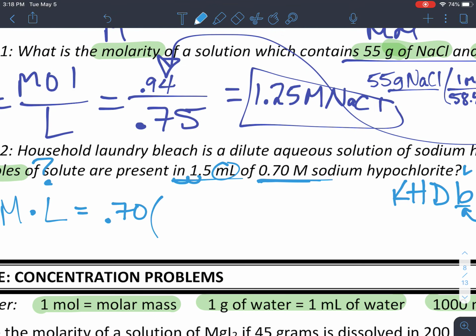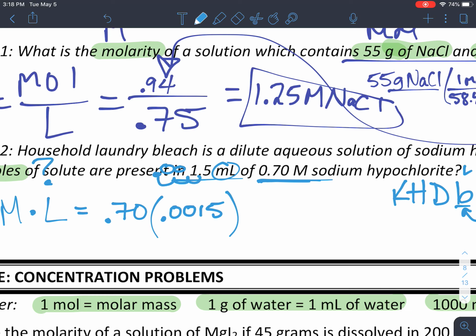So if we go 1, 2, 3, then we have 0.0015 is our number of liters. If you want to do the conversion, you're welcome to do the conversion as well and just divide it by 1,000.